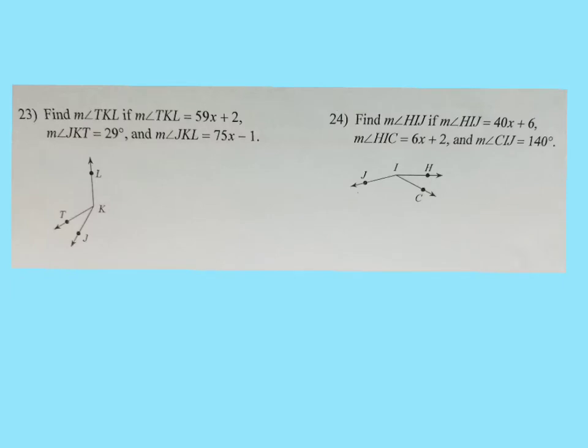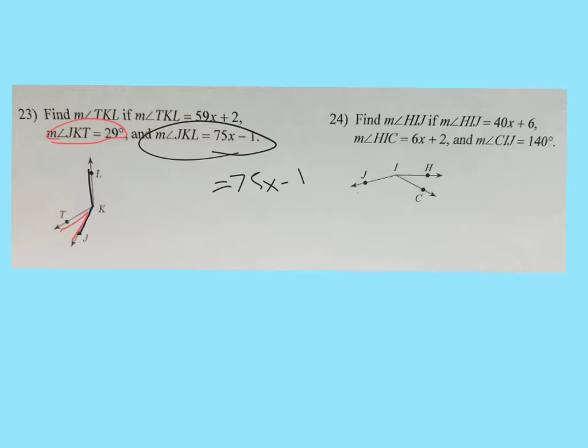Alright, so 23 is the exact same concept that we've been doing before. So the first thing I'm going to do is find JKL. It's the biggest piece, so I'm going to have my equals 75x minus 1. Now I'm going to find TKJ, or JKT. So that's 29 degrees.